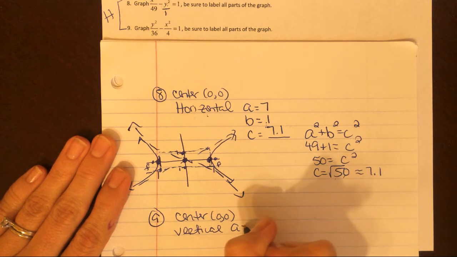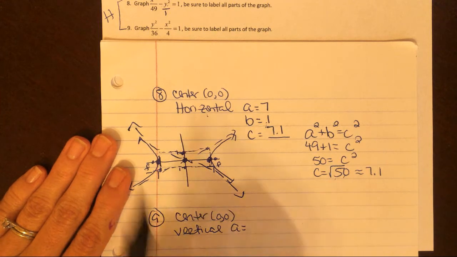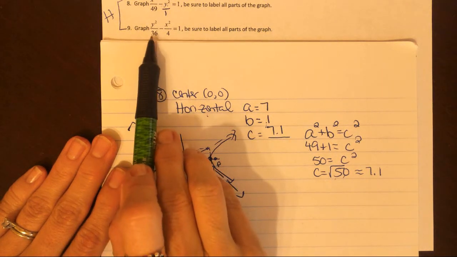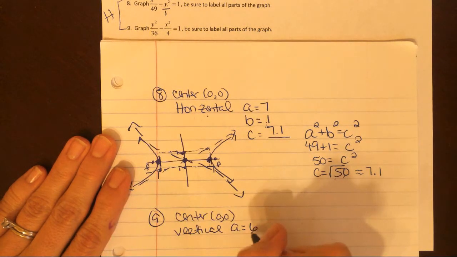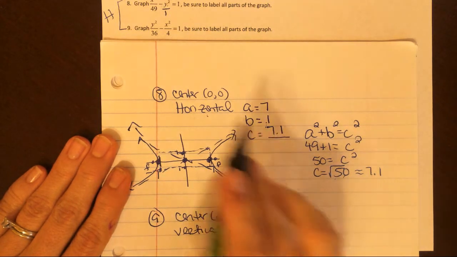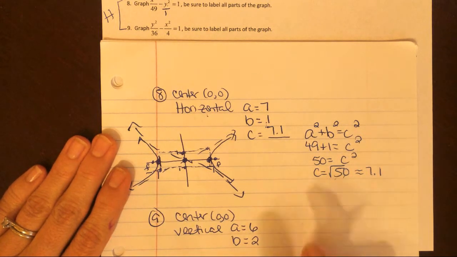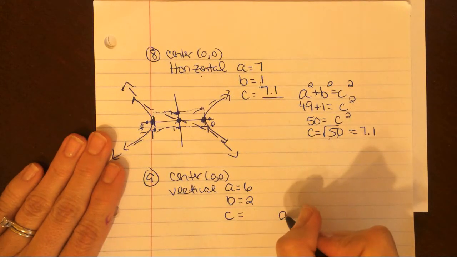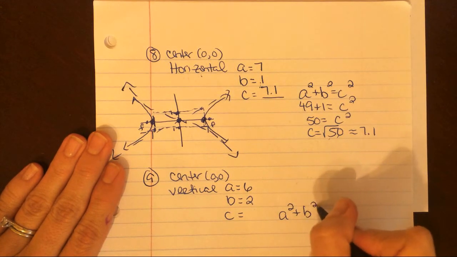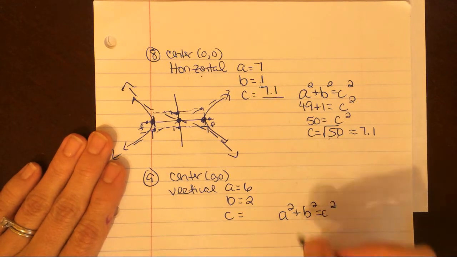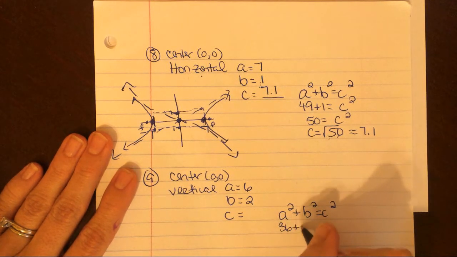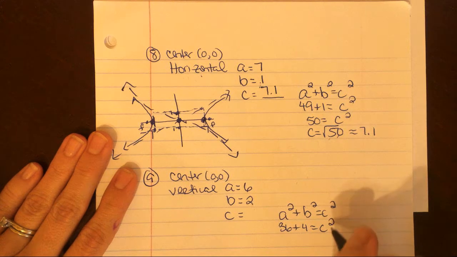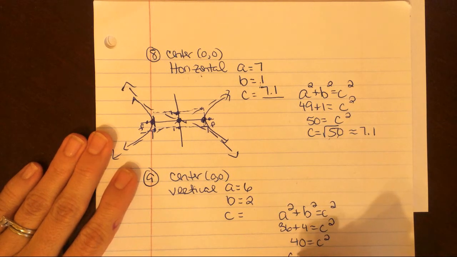I also told you that A squared is always written first for hyperbolas. So if this is A squared, A is 6. B is the square root of 4, which is 2. And again, I'm going to go find my C using that same formula. A squared plus B squared equals C squared. So 36 plus 4 equals C squared. 40 equals C squared. So C is equal to the square root of 40.